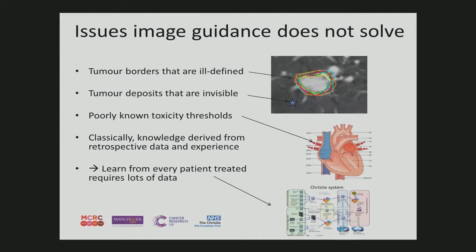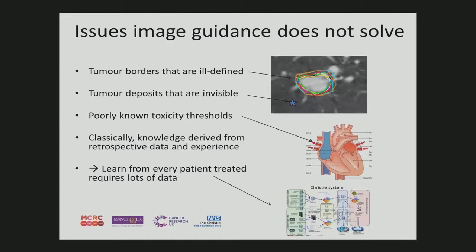Then we have toxicity, because if we're shooting the beams at the patient, we want to avoid the structures that are the most sensitive, but we don't really know which structures are the most sensitive. And sometimes we just have it wrong, or we think that the whole structure is sensitive, while maybe only a part of the structure is sensitive. So these are all big data questions.